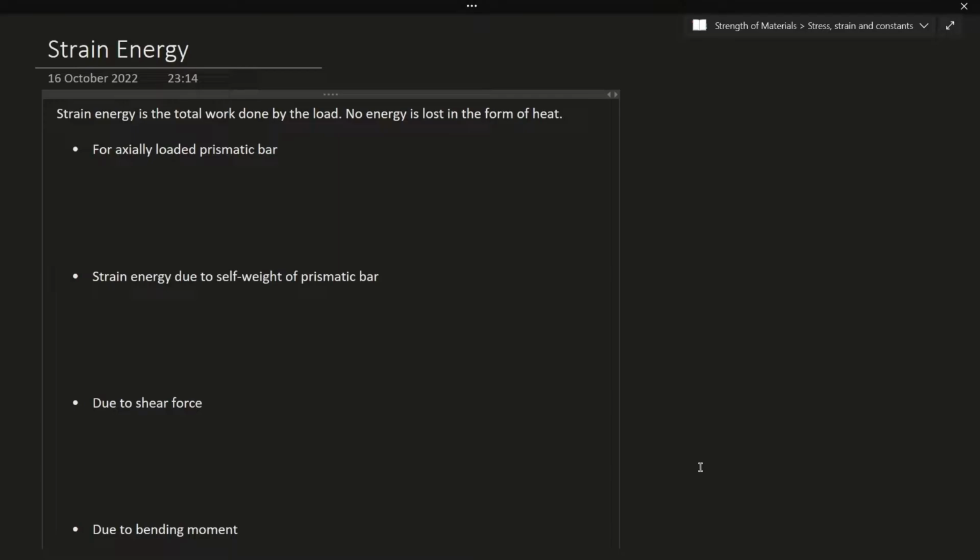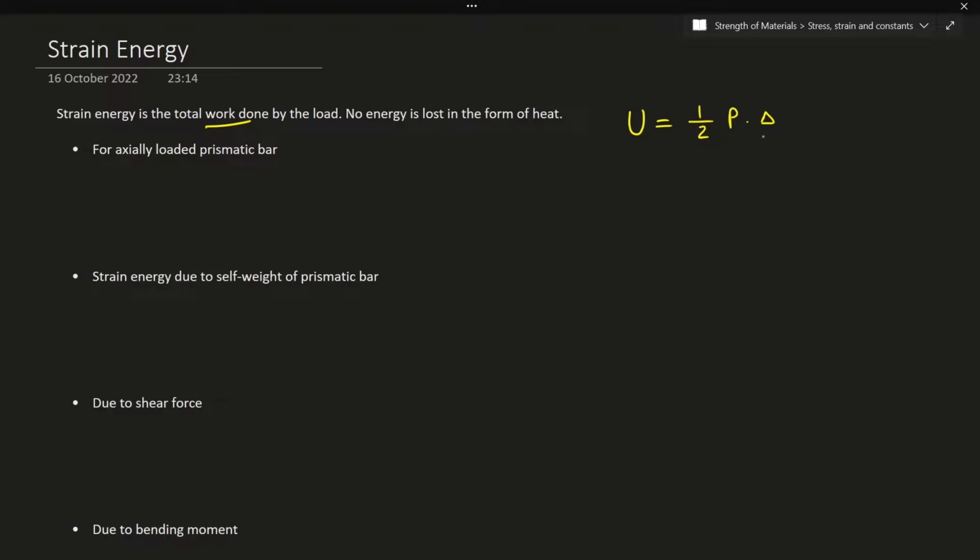Okay, what exactly is strain energy? Strain energy is the total work done by the load. So as simple as that. Usually we'll go with the letter U to denote strain energy, and this is given by half into the load into the displacement, or the force into the displacement, which is nothing but the work done.